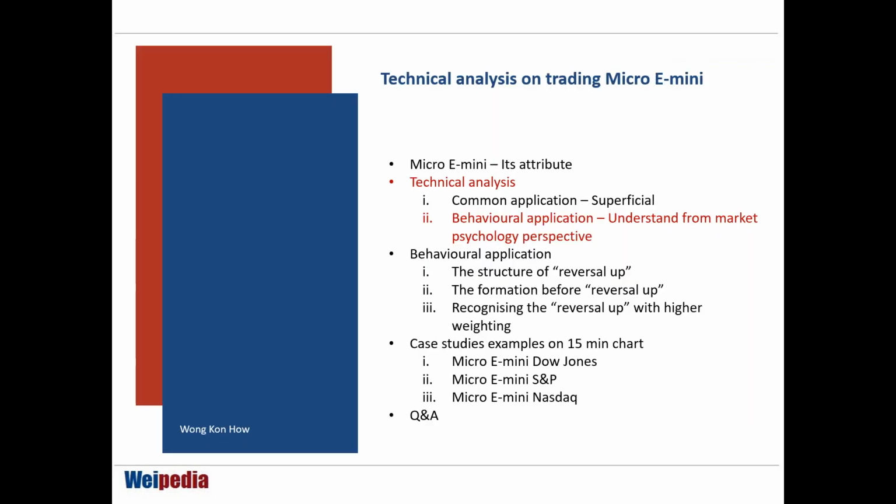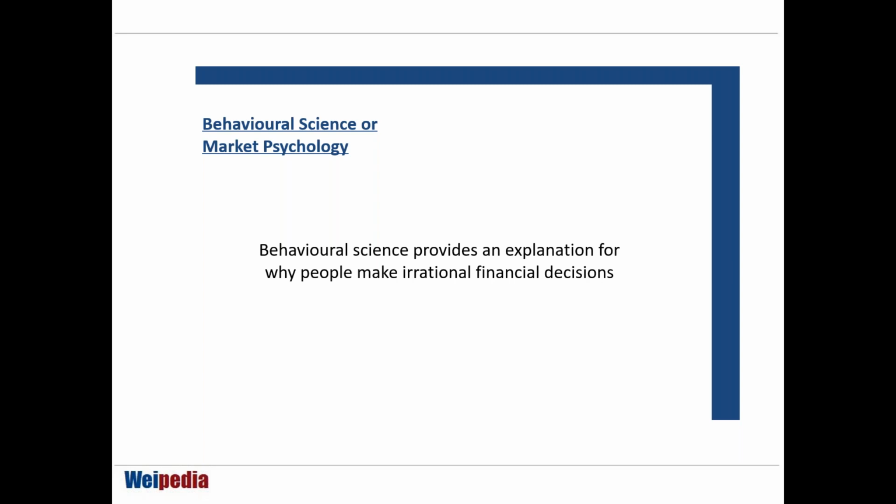Okay. Now, so how should we analyze chart? When we look at a chart, like what I say, we are looking at a picture, and this picture represents the human behavior of, if you can still remember, greed, fear, and confidence. Okay. Now, so when I look at a chart, it's not just charting, but we're studying into the behavior science. Behavior science is a big word, but I would say we're studying into the market psychology of the market. So behavioral science provides an explanation for why people make irrational financial decisions.